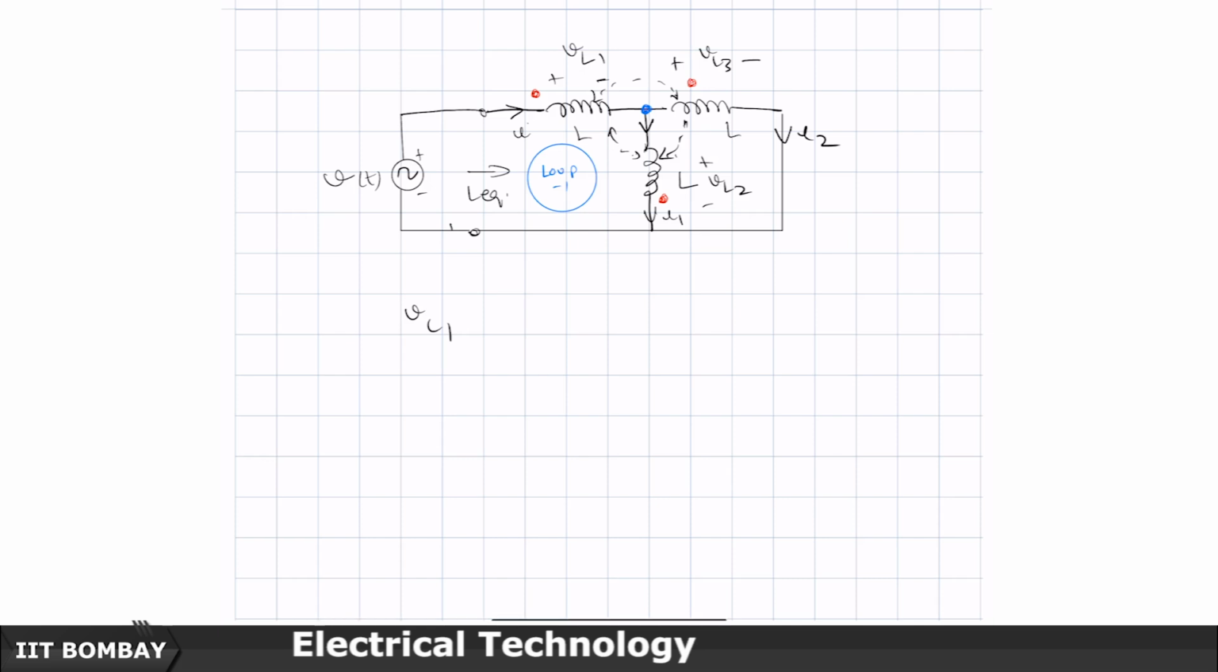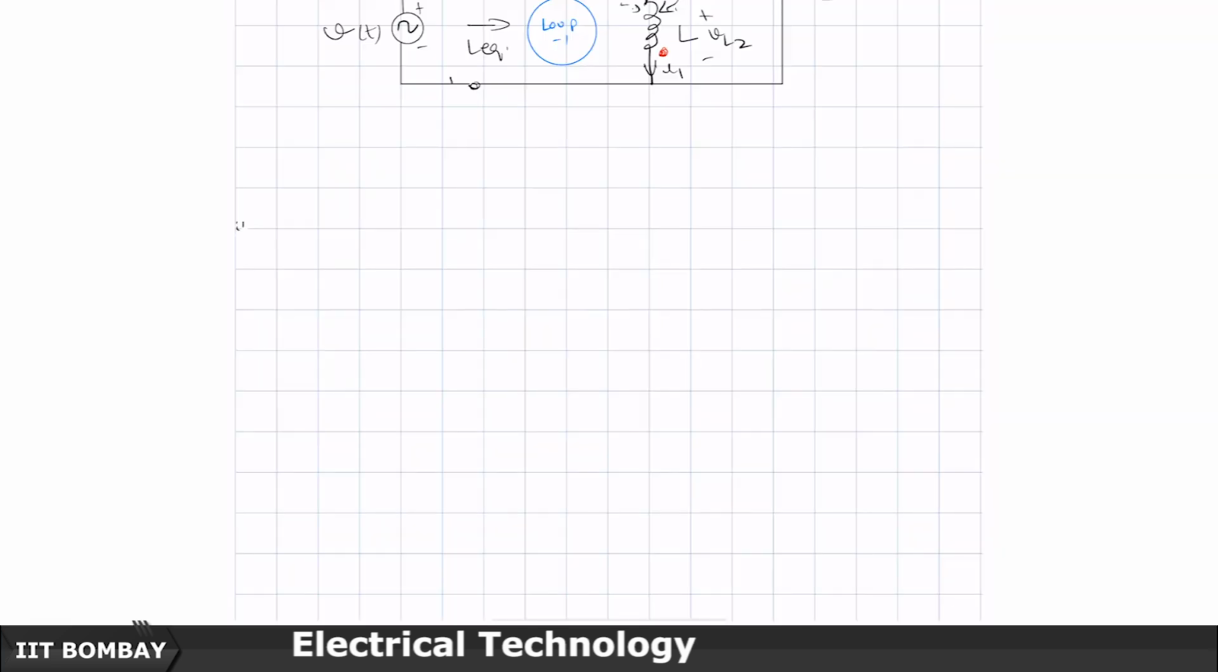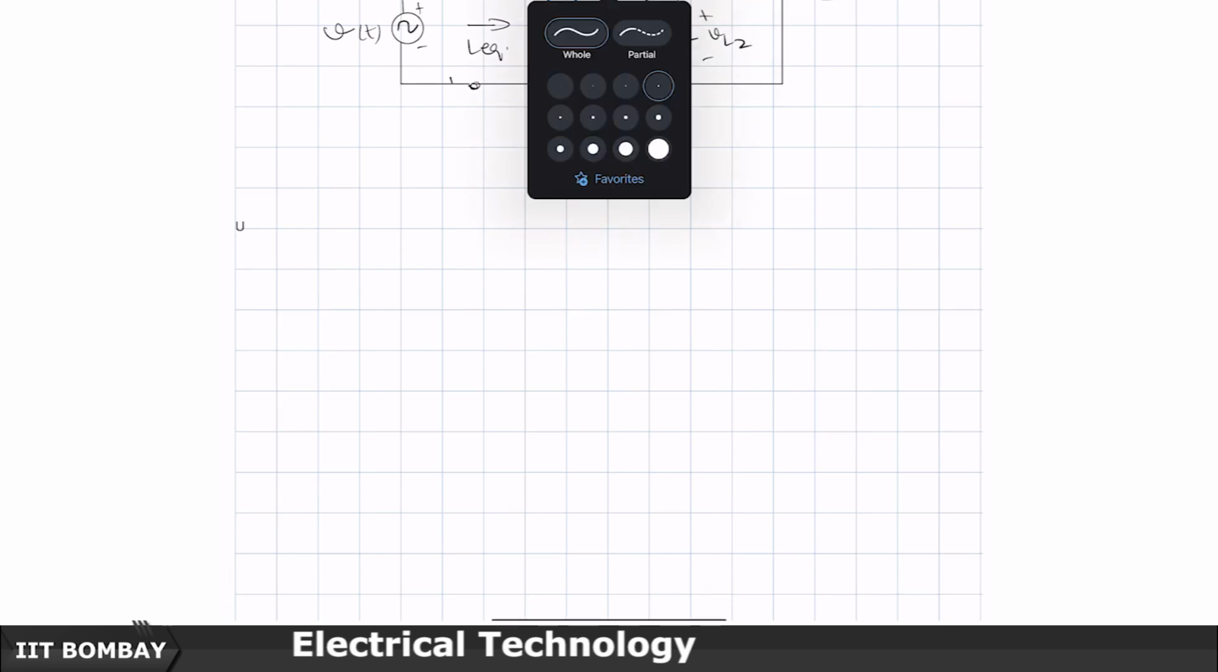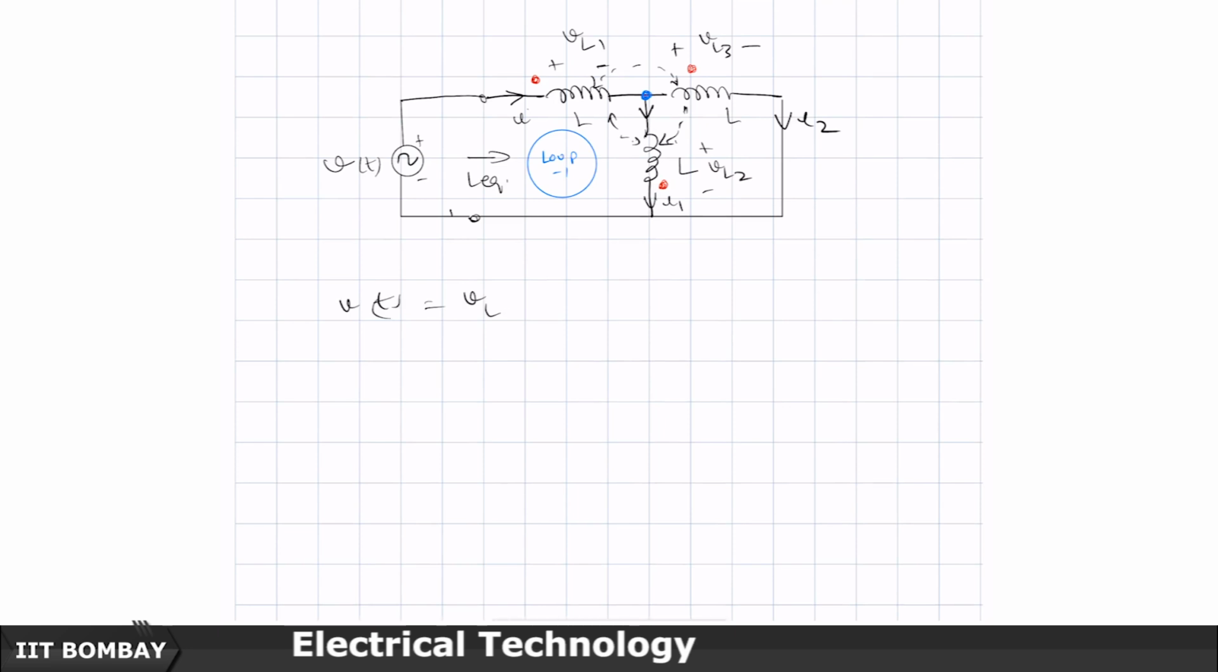So, if you write the equation for loop 1, you will get V of t equal to VL1 of t plus VL2 of t. So, let us write VL1 of t. VL1 of t is going to be equal to 2 times di by dt, this is the drop due to its own self inductance, and then we have to add the drop due to inductor 2 and inductor 3. So, if you look at the mutual inductor 3, I will first take the mutual inductor 3.